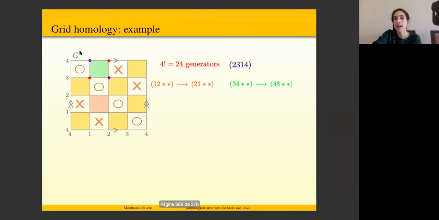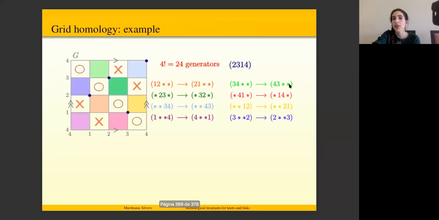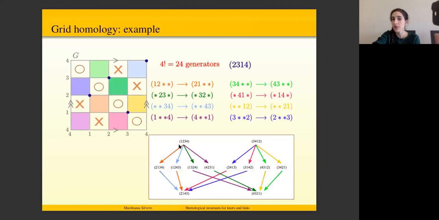Okay? Then with the green rectangle, for example, you have 3, 4, something, something goes to 4, 3, something, something. When I say something, something, I mean that they coincide here and here. And if you do this for each of the rectangles, you have this. So if you want to put all of this in the picture with the differentials, you get something like that.